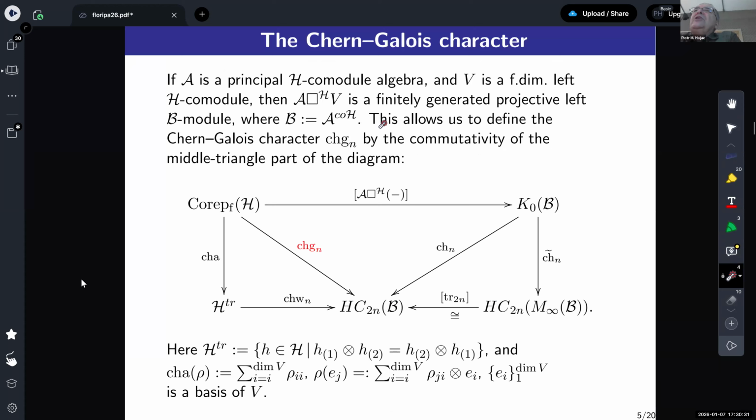Okay, so we know that in full generality, whenever V is a finite dimensional left comodule and P is a principal H-comodule algebra, you always have that this is a finitely generated projective module. Okay, this is not difficult to prove. And now, well, this allows you to do the following. I apply my cotensor product functor, and to every finite dimensional corepresentation, I assign a finite projective module, so I can take its K0 class. Okay. Of course, these are modules over the coaction invariant subalgebra.